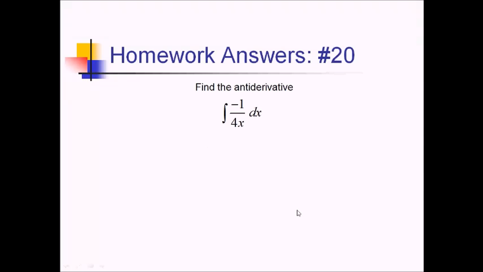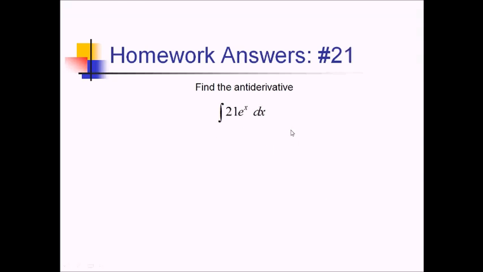For number 20, we want the antiderivative of negative 1 over 4x. If we wanted to, we could rewrite this as negative 1/4 times 1 over x. So then this would be negative 1/4 ln of absolute value of x for the antiderivative, plus a c.